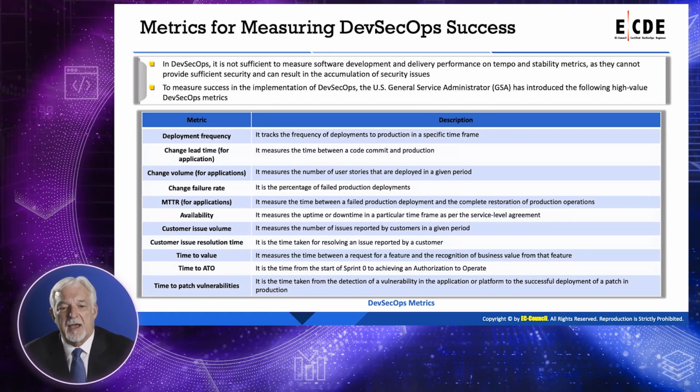What about the time for authorization to operate? So you start this little sprint or this development cycle. What does it look like from day one to where the thing is authorized to operate? And then the time to patch vulnerabilities. And this is a difficult one sometimes with organizations because patch management is a tough security issue. But basically, this is the time taken from the detection of a vulnerability in an application or platform to the successful deployment of a patch in production.